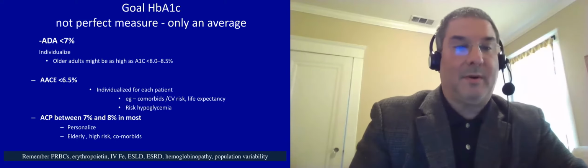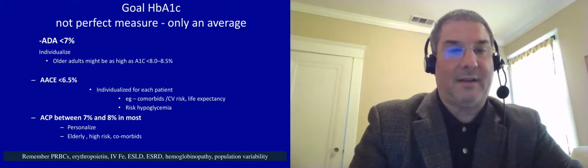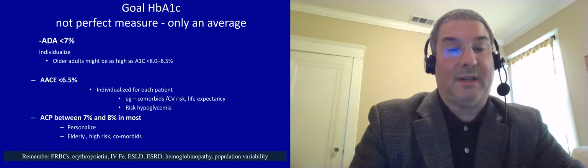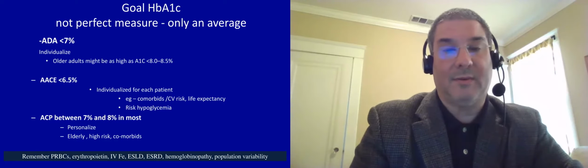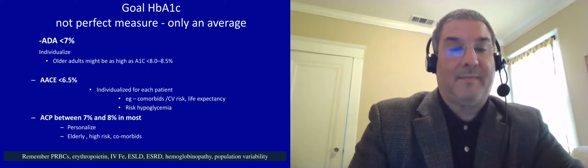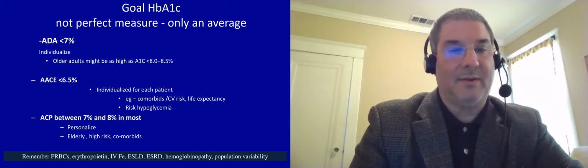So with respect to goals, we're really looking to individualize them. The societies still have published their guidelines, and I've listed them here. They do put caveats in. So, for example, ADA, American Diabetes Association, for older adults, you may want to cut back and run the A1C a little bit higher. AACE, the American Association of Clinical Endocrinologists, also suggests individualization, and we'll look at this, but longevity, cardiovascular risk factors, things that increase risk of hypoglycemia will impact your decision making with respect to goal A1C. The American College of Physicians has a looser goal, 7 to 8% in most, but again, we personalize this.